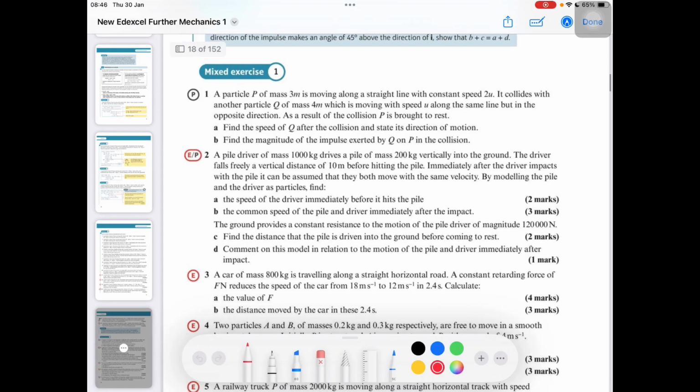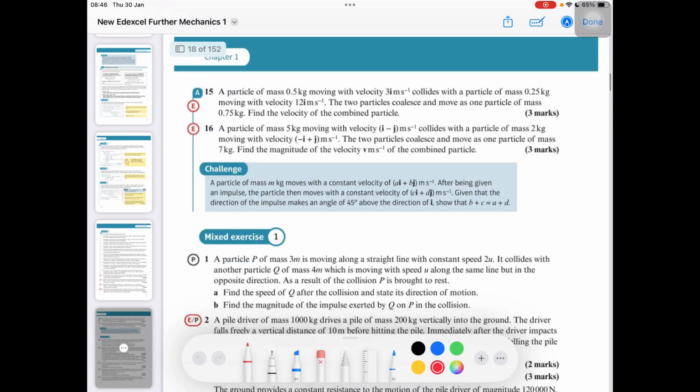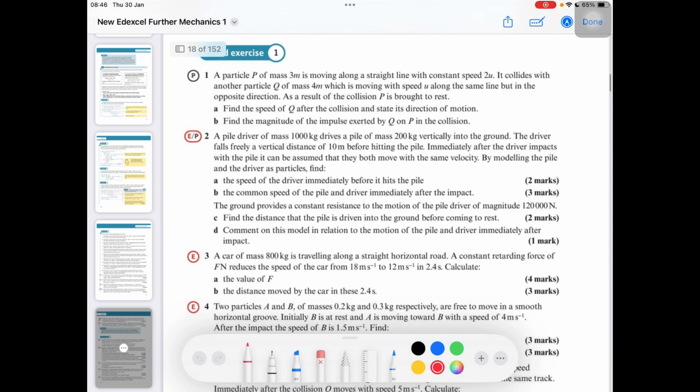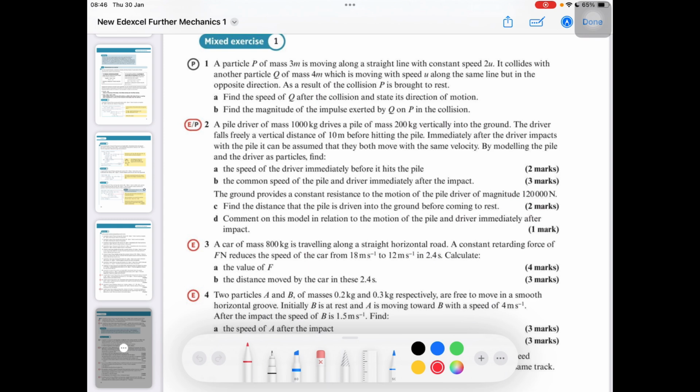Edexcel Further Mechanics 1, Chapter 1, Momentum and Impulse. Let's do this mixed exercise, number 2.